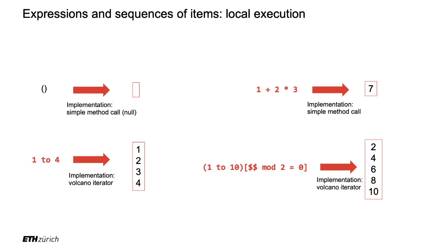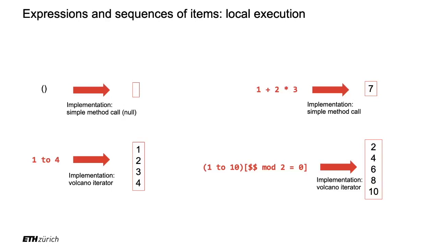So the simple cases are the cases where we have empty sequences or simple values, like sequences of just one item. When we know in advance, before executing the program, that an expression returns exactly one item or at most one item, we can implement that with simple good old methods in Java. So this is the simple case, right? In fact, for 1 + 2 × 3, we don't even bother with the complexity of Spark or anything. We just implement it as a simple method call.